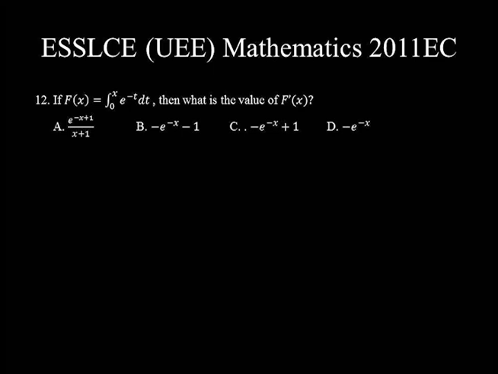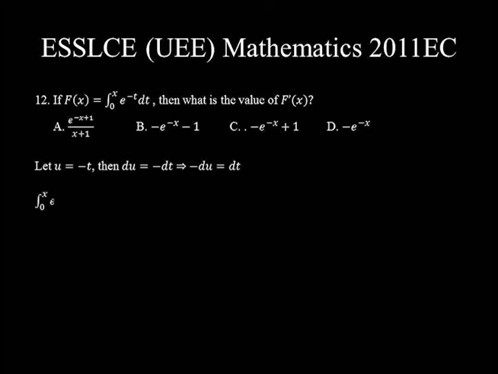Question number 12. If f of x is equal to the integral of e to the power of negative t dt, t ranging from 0 up to x, then what is the value of f derivative of x? Integration by substitution is appropriate to solve this integral. Thus, let u be equal to negative t, then the derivative of u is equal to the derivative of negative t, which is minus 1 dt. Multiplying both sides by negative 1, negative 1 times du is negative du, which is equal to negative 1 times negative dt, which is dt.